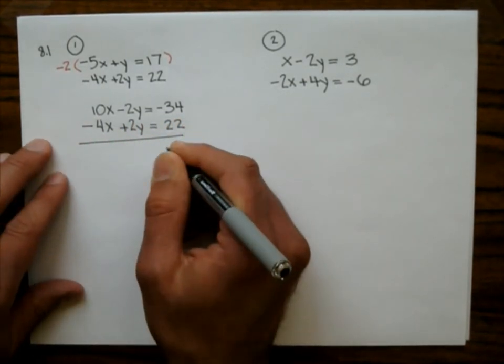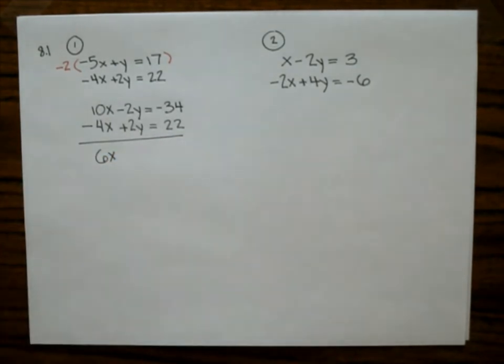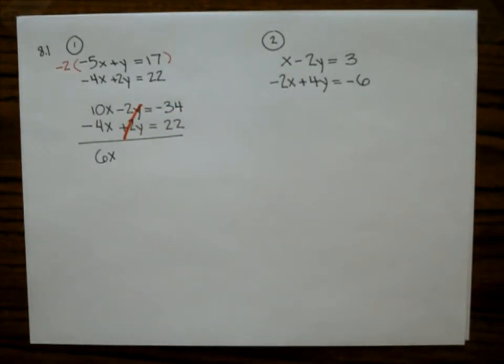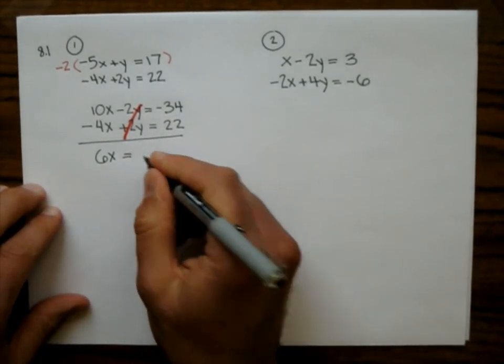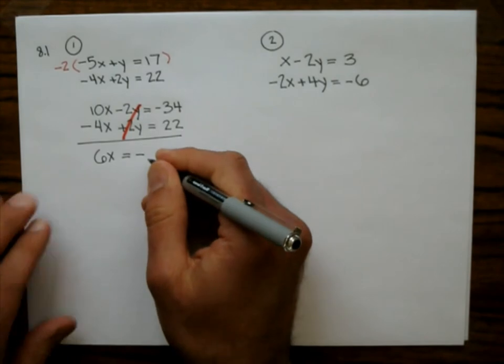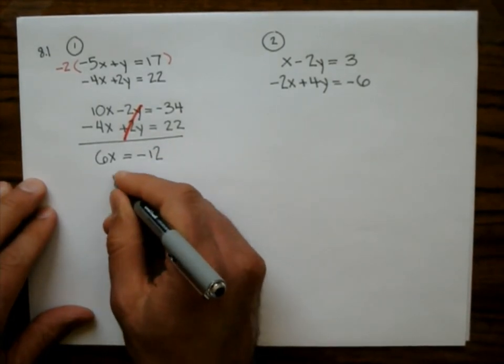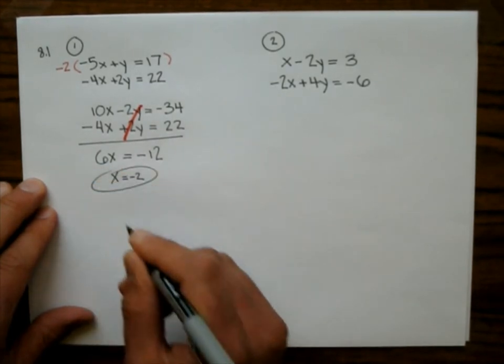So I'm going to add those two equations together, and I'm going to get 6x. Those guys are out of there. Equals negative 12. I divide both sides by 6, and I get x equals negative 2.